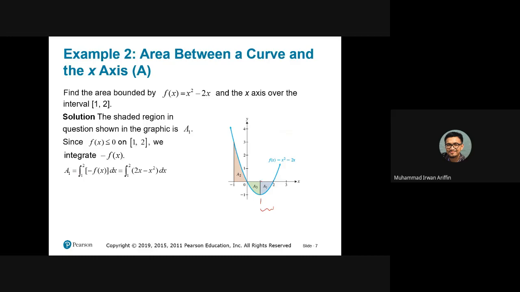So whenever you want to find the area when the curve is under the x-axis, don't forget the negative sign. So multiply by -1, so this becomes 2x minus x squared from 1 to 2. When you do this, you should be able to get this area.